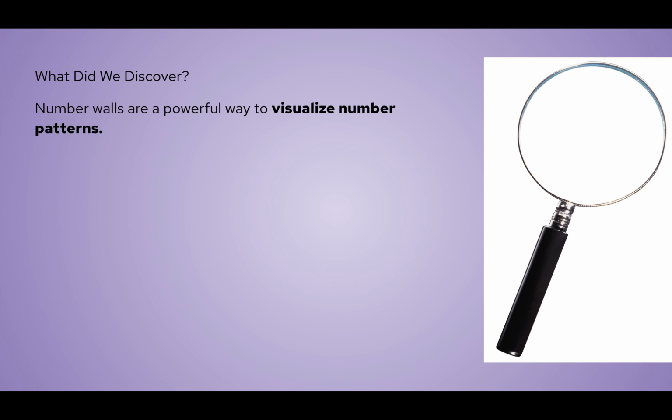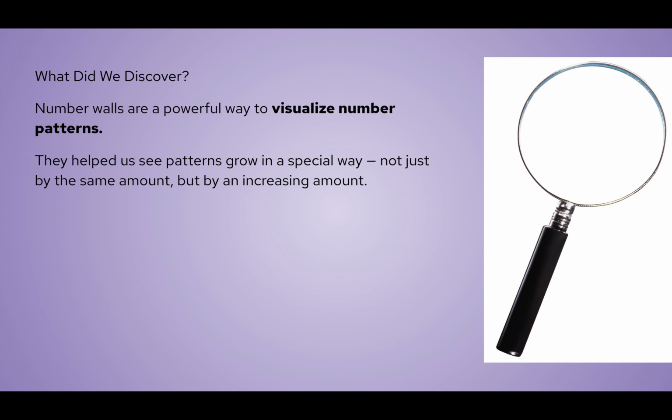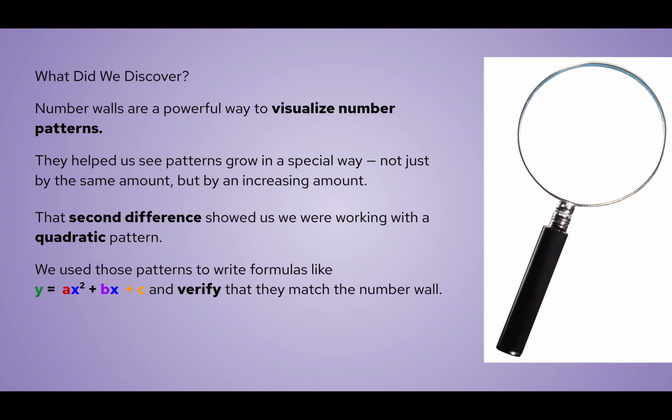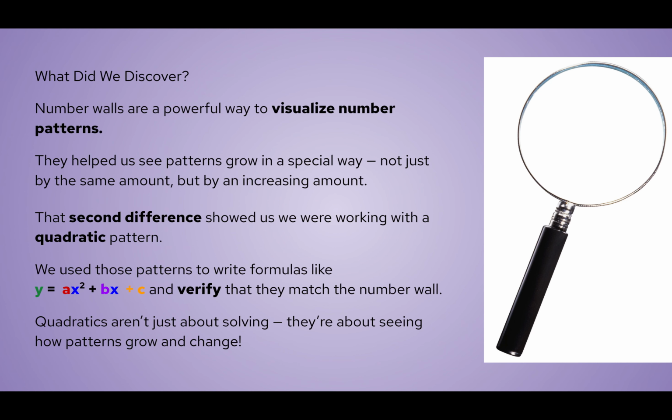So what did we discover today? Well, we discovered that number walls are a powerful way to visualize number patterns. They help to see patterns grow in a special way, not just by the same amount, but by an increasing amount. That the second difference showed us we were working with a quadratic pattern. And we use those patterns to write formulas like y equals ax squared plus bx plus c and verify that they match the number wall. Quadratics aren't just about solving. They're about seeing how patterns grow and change.